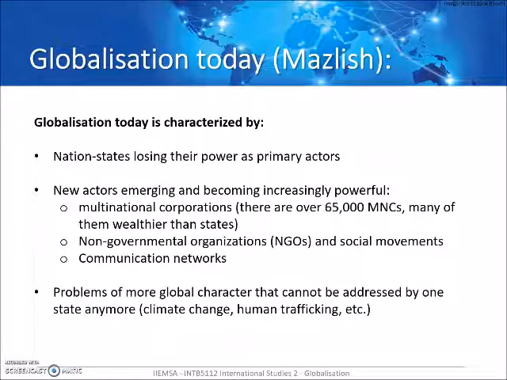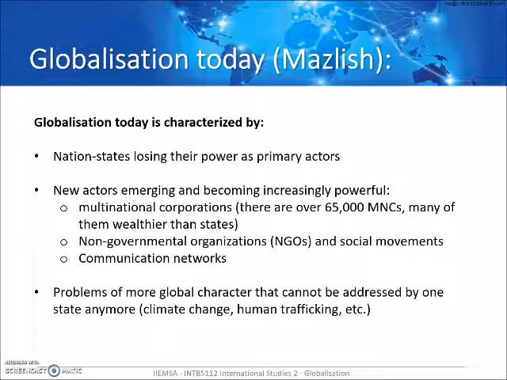Now, as a result of basically all of that, right? And this is still according to Matzlisch, so you can read up more details in Matzlisch's text under week 1, if you want to understand it more in detail. But basically globalization today is characterized by the following aspects, right?